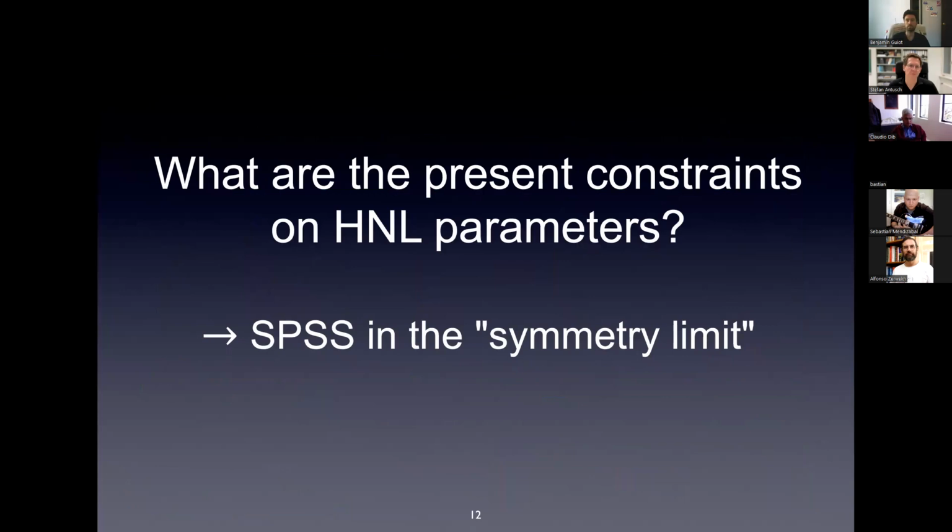Okay, so let us now turn to present constraints on the parameters of the heavy neutral leptons and also future sensitivities. I'm going to discuss this first in the symmetry limit, because most studies that have been performed so far either assume the symmetry limit of the Dirac HNLs, or they assume a single Majorana HNL. And what we're discussing is closer to the pure Dirac case. So we are going to assume this in the following and show the corresponding constraints.